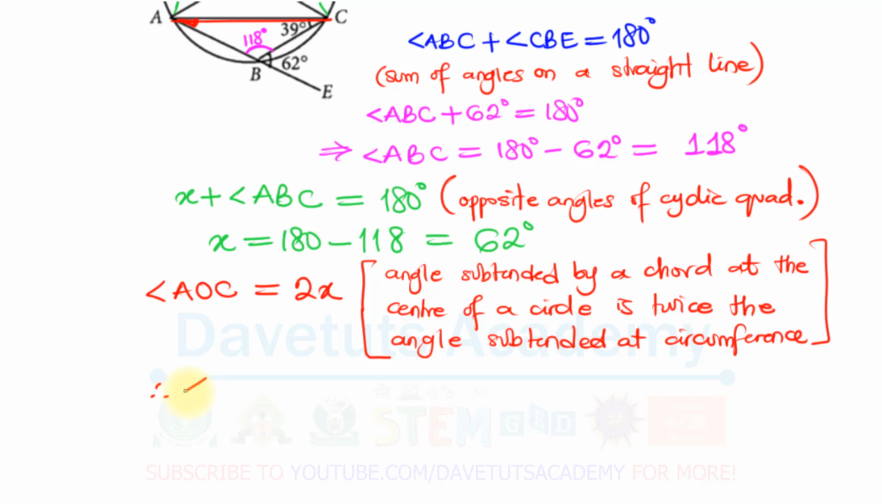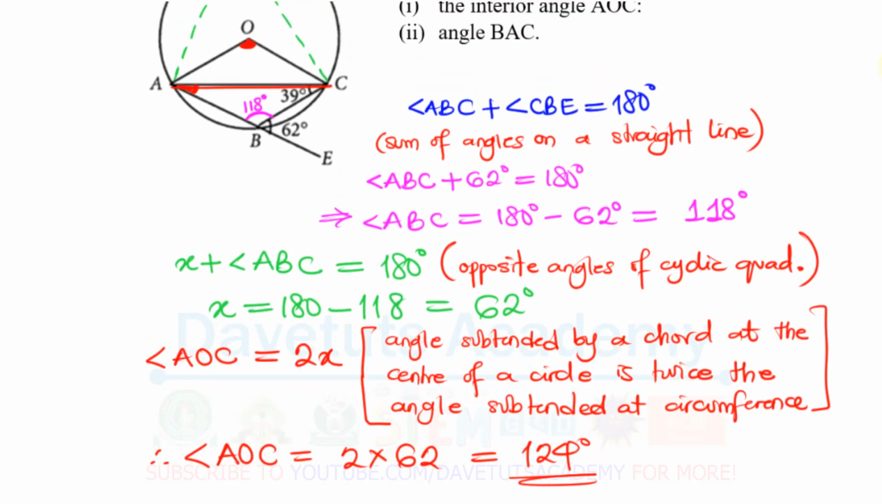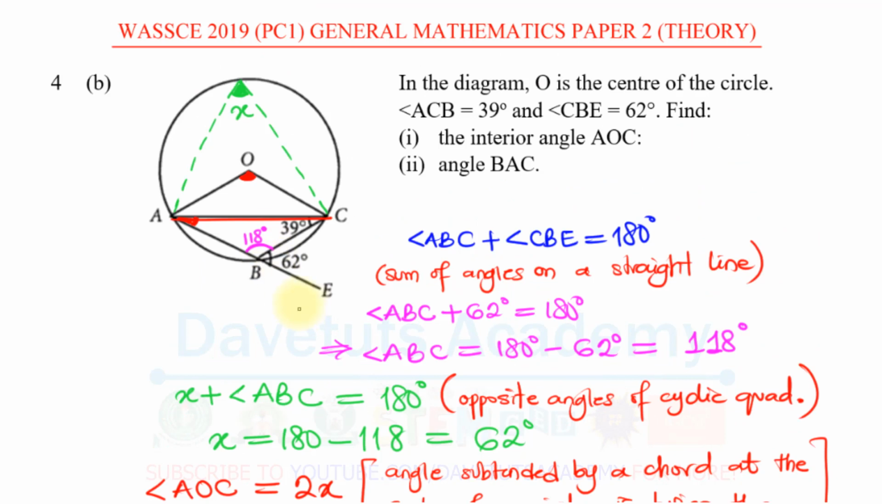So therefore, angle AOC is equal to 2 times 62, and 2 times 62 is 124 degrees. So that is the first part of the question, okay? So I can just put in that this is 124, and then our X, we found X to be 62 degrees. So I can now go ahead to try and solve the second question.